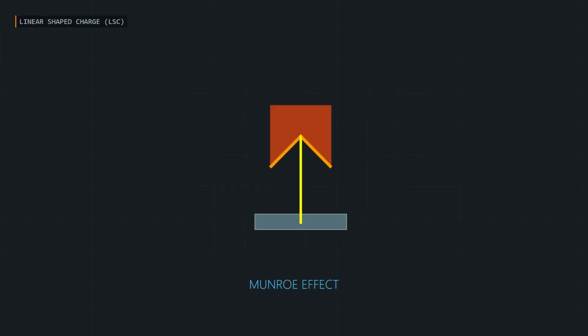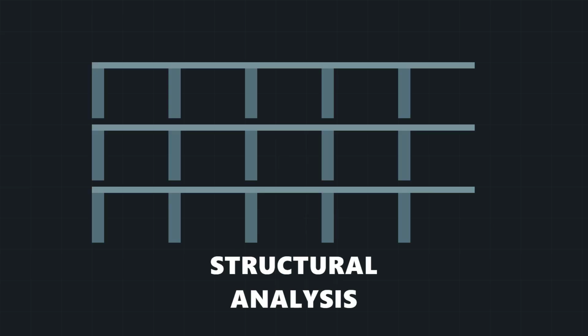Linear-shaped charges, or LSCs, are essential for cutting thick steel members, utilizing the Monroe effect to focus detonation energy. The LSC liner, often composed of copper or steel, forms a high-velocity jet capable of severing thick steel beams with minimal peripheral damage. Charge placement requires calculating the critical diameter of the structural element. This calculation ensures complete severance is achieved using the minimal necessary explosive mass, optimizing safety and cost.